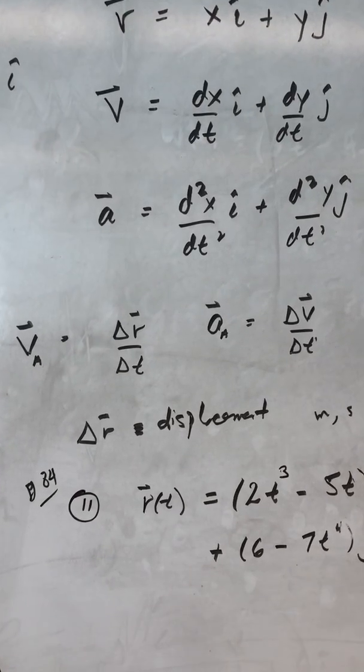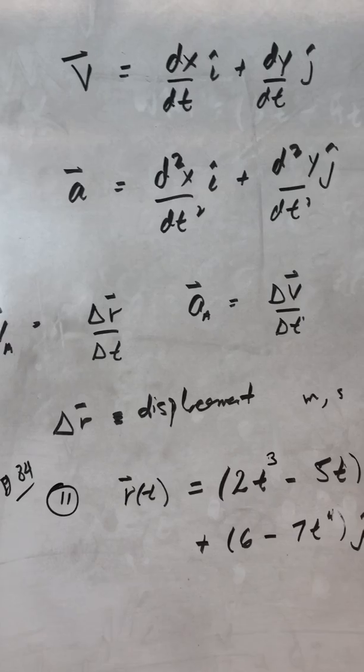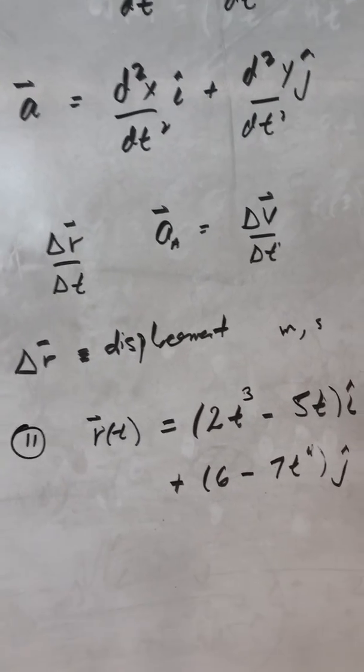I learned that already. If you want the averages, it's displacement over time and velocity change over time, where delta R is the displacement.